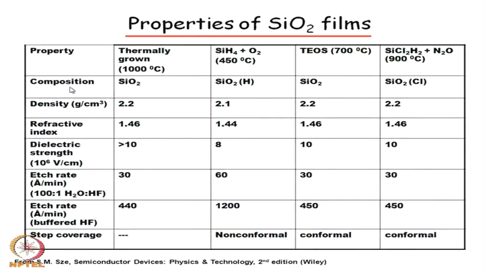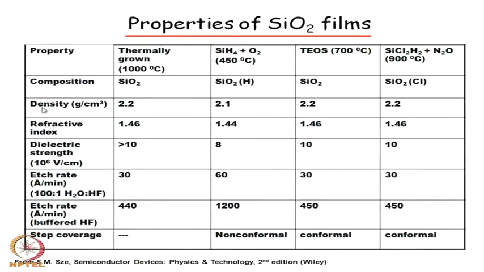Say composition in all the cases is SiO2. However, in case of silane oxygen reaction, we find that some atomic percent of hydrogen is obtained with SiO2. That means, it is hydrogen embedded SiO2, or in the case of the dichlorosilane nitrous oxide reaction, we see that some atomic percent of chlorine is obtained, or the presence of chlorine or hydrogen is there with SiO2 in case of silane or dichlorosilane reaction respectively.